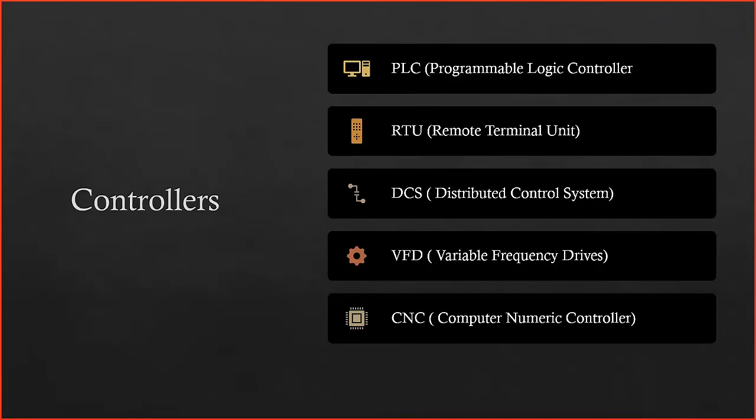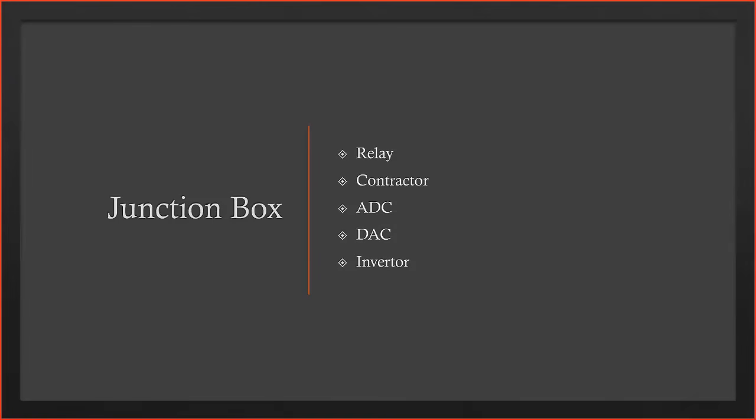Then there are controllers. Some of them are PLC, programmable logic controller, RTU, remote terminal unit, DCS, distributed control system, VFD, variable frequency drives, CNC, computer numeric controller. So these are a few examples of controllers. There might be more than that, but these are just a few examples for learning.